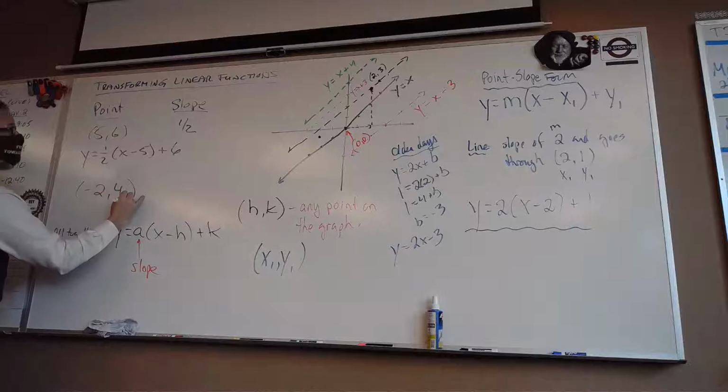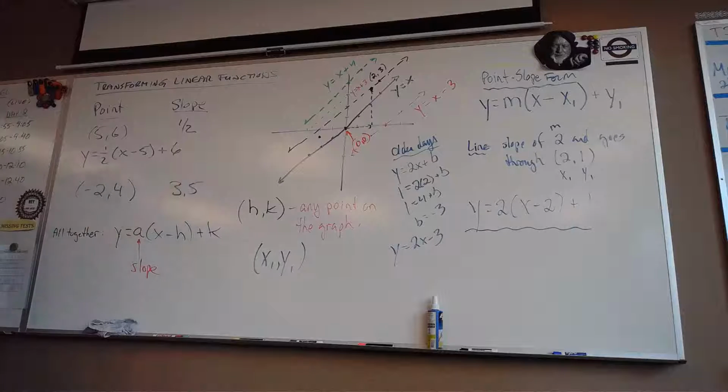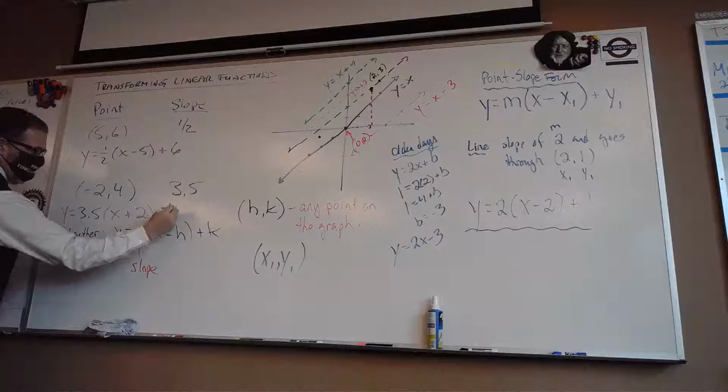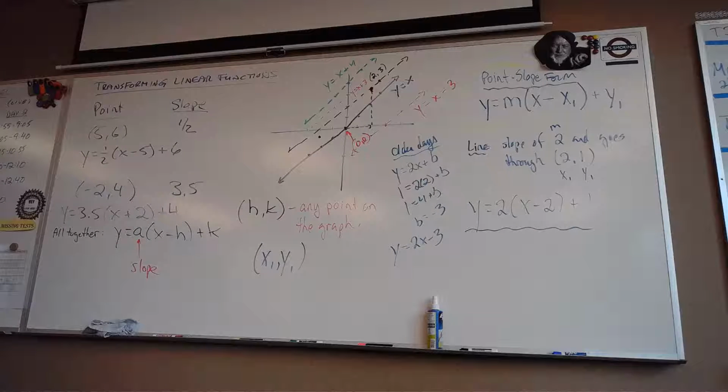Negative 2 comma 4 with a slope of 3.5. Go. What's the equation of that line? Put your hand up if you think you got it. Roberto. Y equals 3.5 parentheses x plus 2 close parentheses plus 4. Oh my gosh, that is probably the easiest thing you've done since the first grade, isn't it? You got 1 apple and you got 1 apple. How many apples do you have? 2, Mrs. Smith. Boom. This is almost easier.